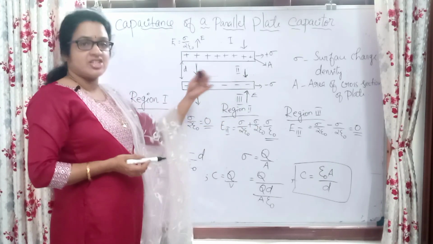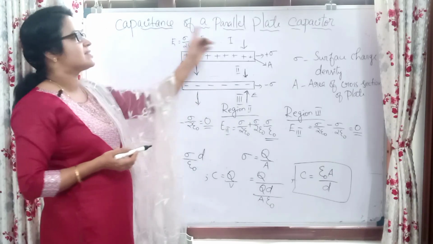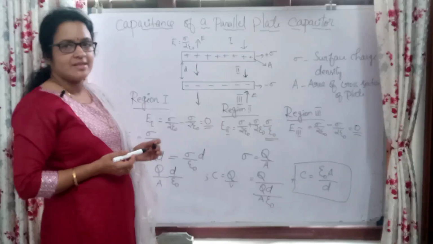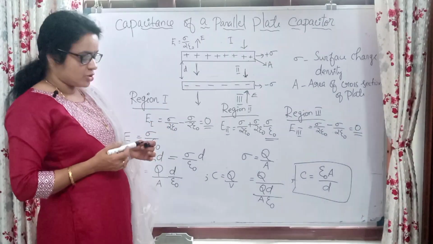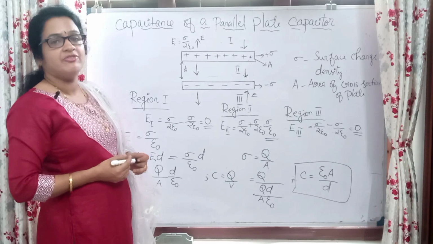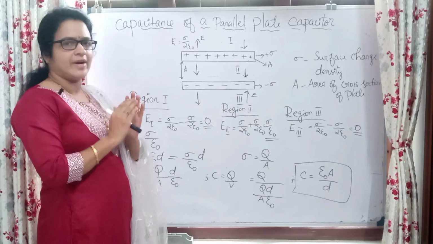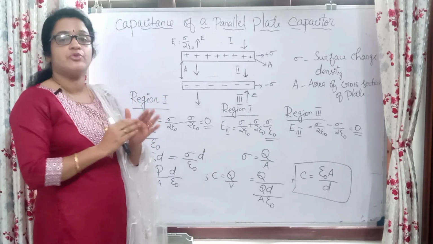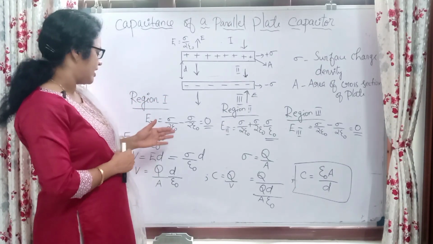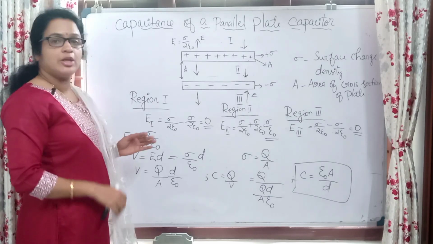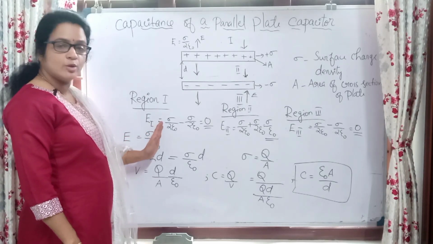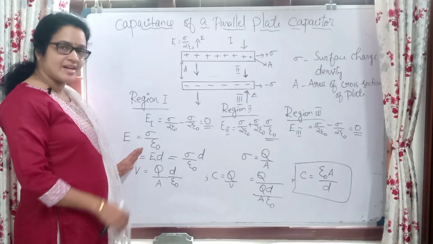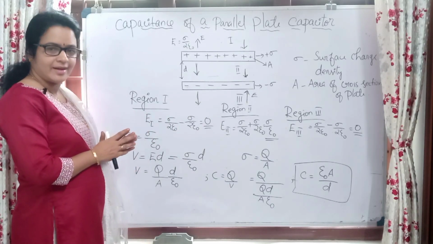Now we have the electric field, and now we have to find the capacitance of a parallel plate capacitor. So how can we find the capacitance of this parallel plate? For that, C is equal to Q by V. Charge is already there. We have to find the equation for V, the potential. We have the equation for electric field, E is equal to sigma by epsilon 0, that we have found now. Now we need an equation connecting electric field and potential.